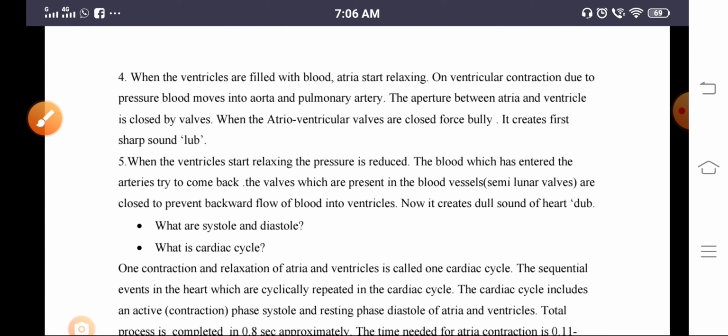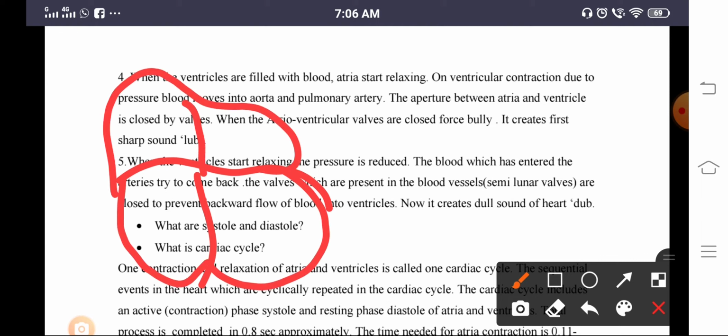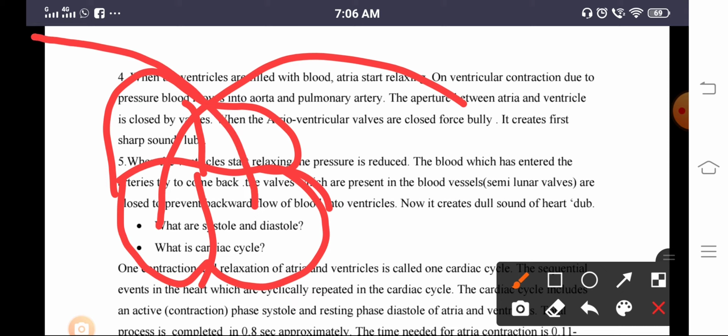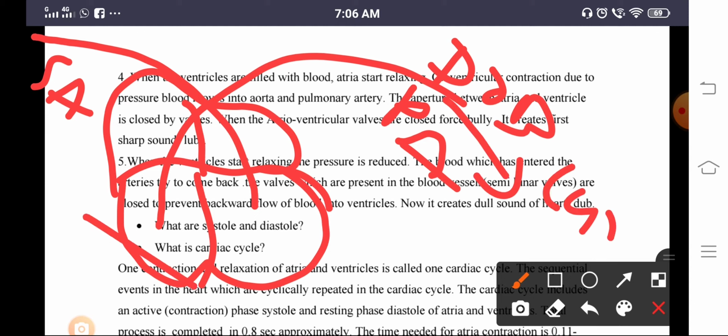So now I draw a diagram for better understanding. These are the ventricles. Imagine these are the auricles. When it is contracting, blood goes to the lungs. When it is contracting, blood goes to different body parts. This is called the systemic artery, this is called the pulmonary artery. The pulmonary artery carries the DOB to the lungs. Now what happens when they are relaxing? Blood does not come in the backward direction.